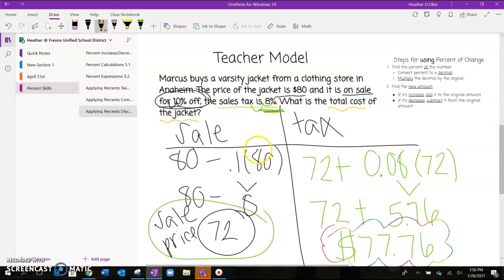When you have sale and tax, you need to calculate the sale price first. Then you tax on the sale price, not on the original price. All right? We've got this. That's the only thing different. And now you're applying two skills because you're rock stars and you can do this.